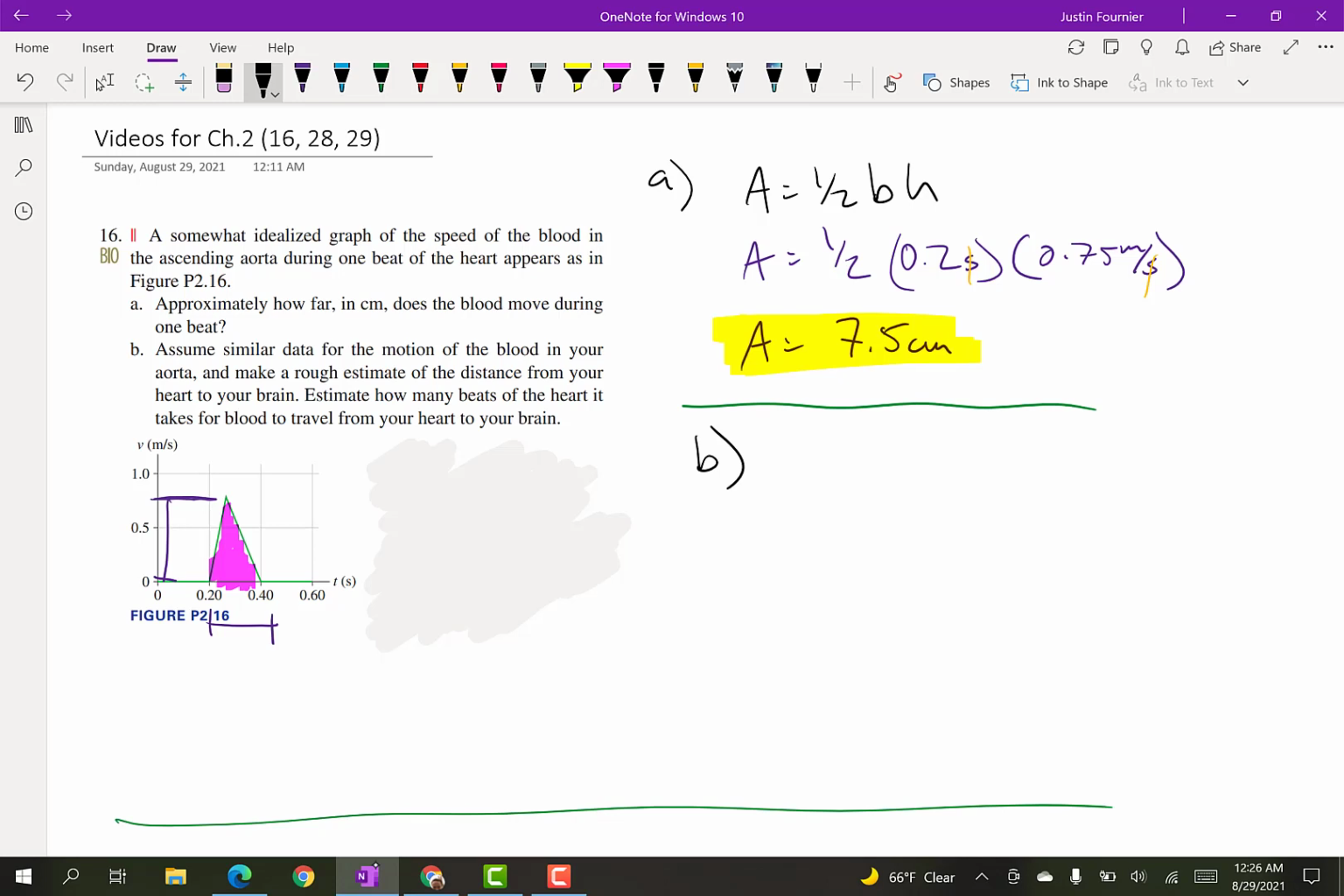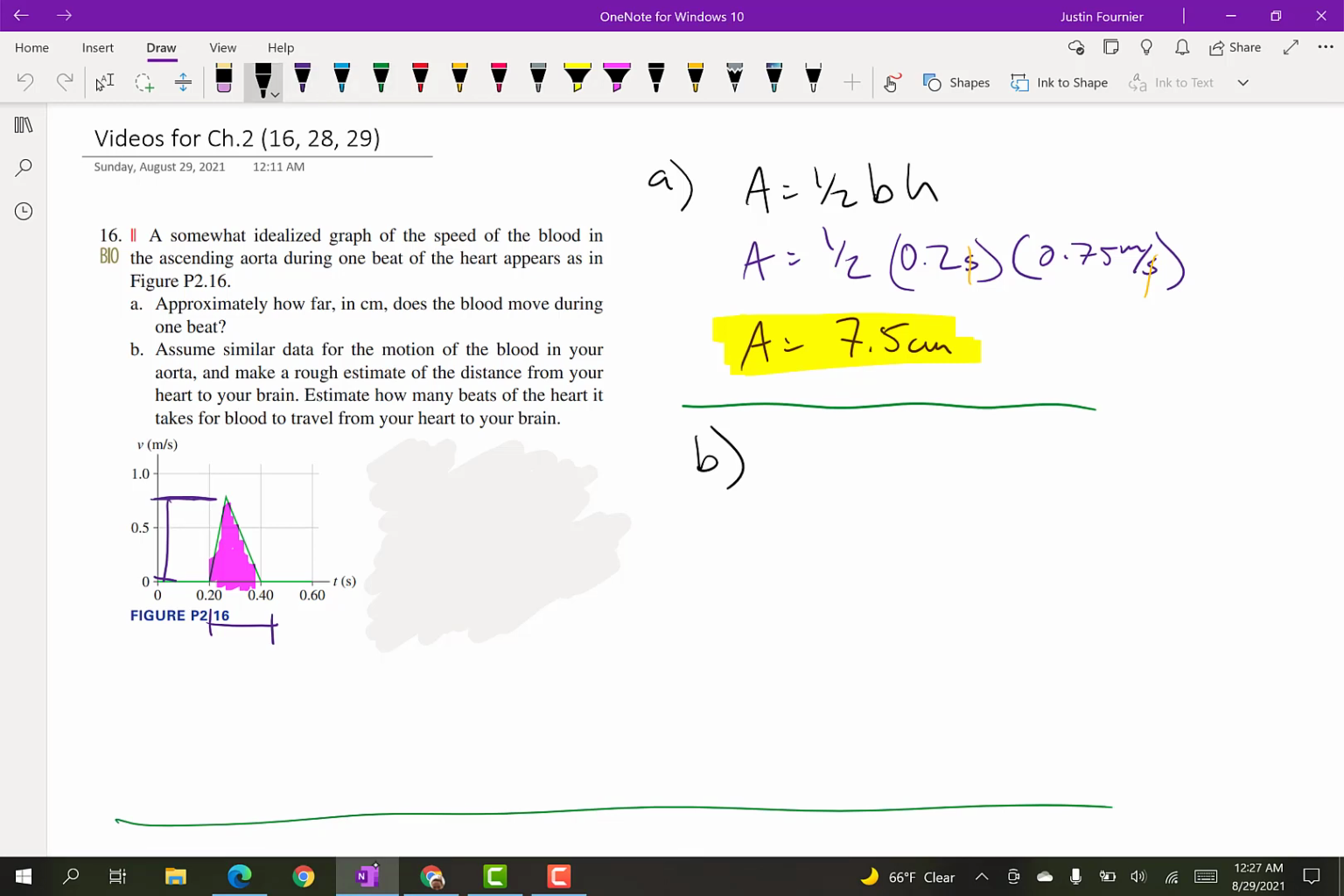Next up, it says, assume similar data for the motion of the blood in your aorta and make a rough estimate of the distance from your heart to your brain. Estimate how many beats of the heart it takes for blood to travel from your heart to your brain. So answers are going to vary here. I want to say like a 1/2 meter, maybe. So I'm going to say the distance is a 1/2 meter.